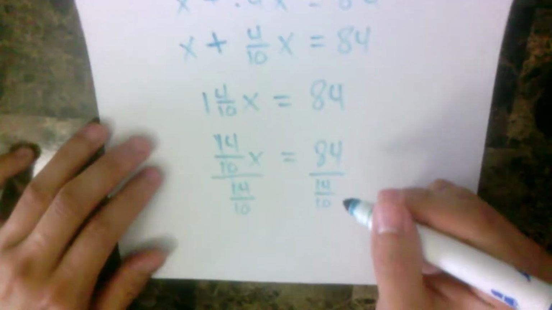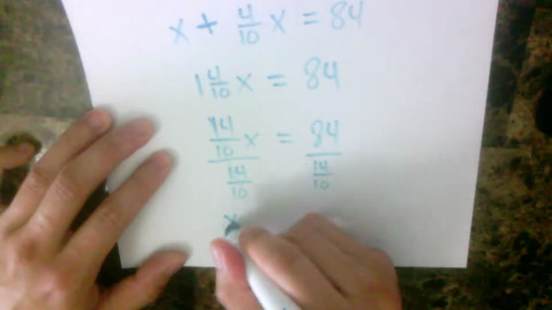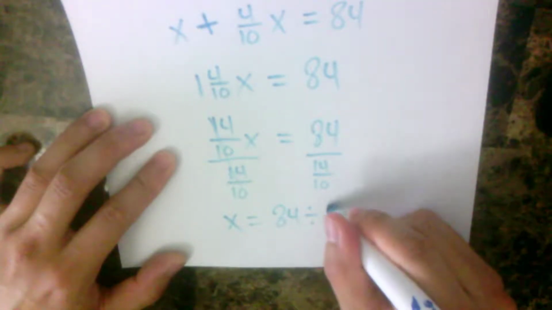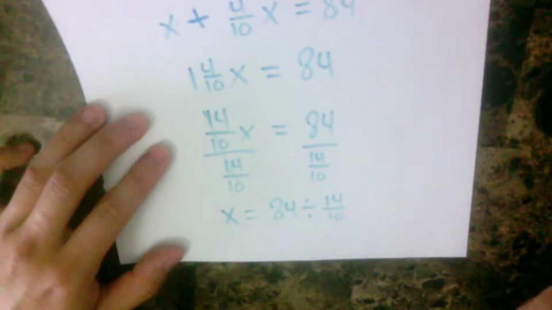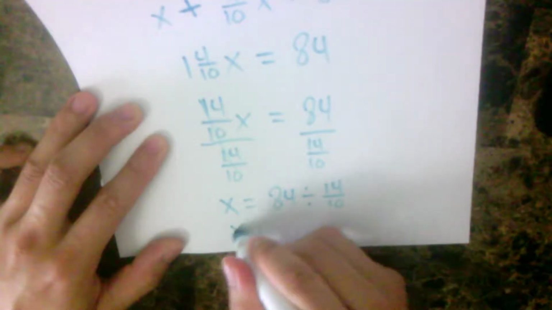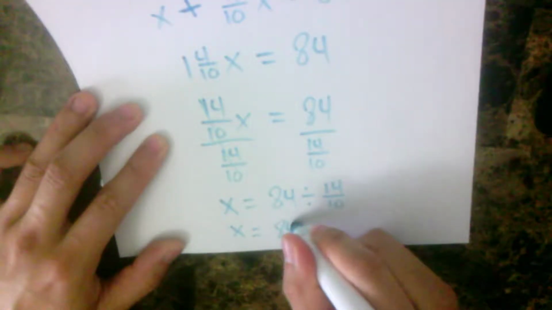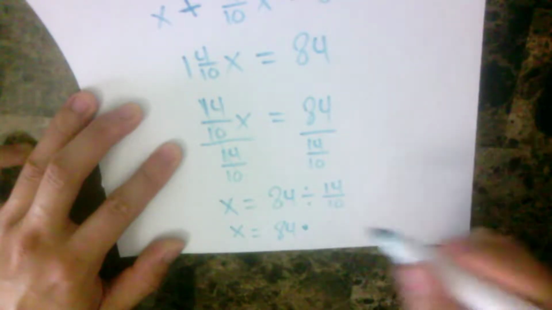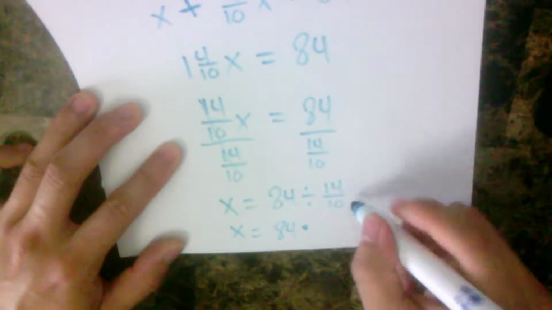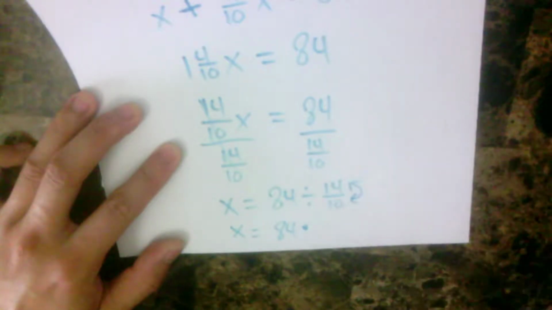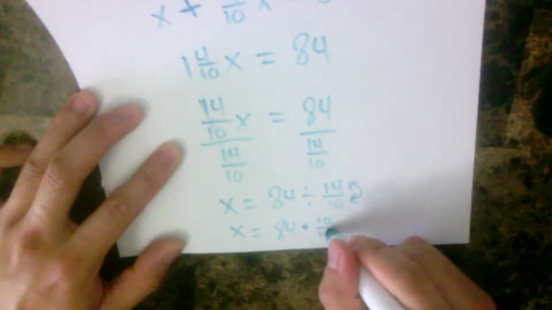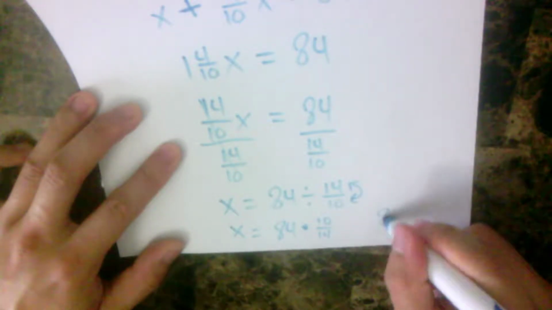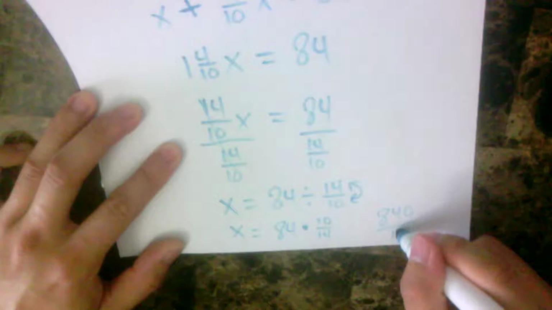And I am going to use this as a bit of a fraction lesson for those of you that don't remember how to divide by a fraction. 84 divided by 14 over 10. This is that keep, change, flip rule. So now x is equal to 84. You know, this marker is really fading. So keep the first value, change the second value, so change it from division to multiplication, and then flip your fraction at the end there. So 10 over 14. And now 84 times 10 is 840 divided by 14.